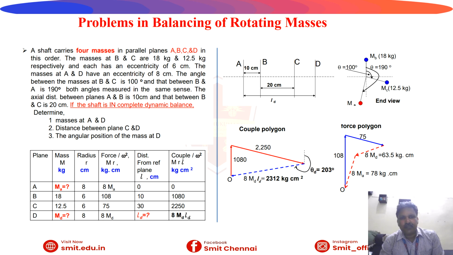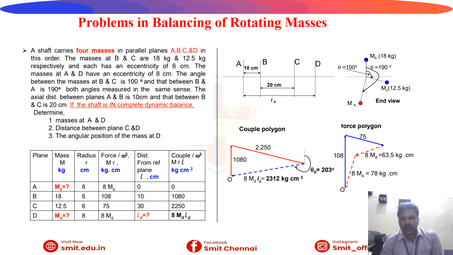What is B and C? It is nothing but 20 centimeter. That also we will notice, and we will mark in the sketch. That is the first sketch that is shown on the right hand side of the slide. Then the end view, when seen from the side view, we can see the various masses are placed like this.